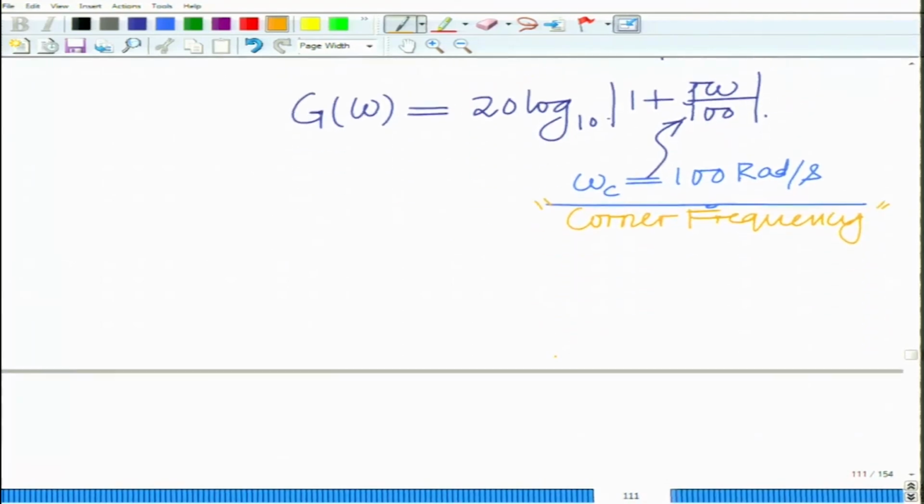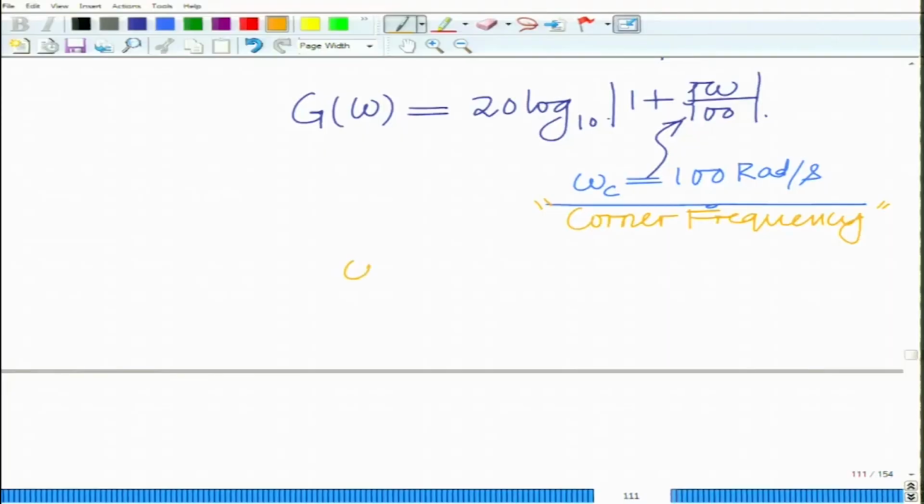Now, to plot this, let us realize one thing. Let us divide this into two regions. One is when omega is much smaller than the corner frequency, omega much smaller than omega c, and another corresponds to when omega is much larger than the corner frequency, that is omega much larger than omega c.